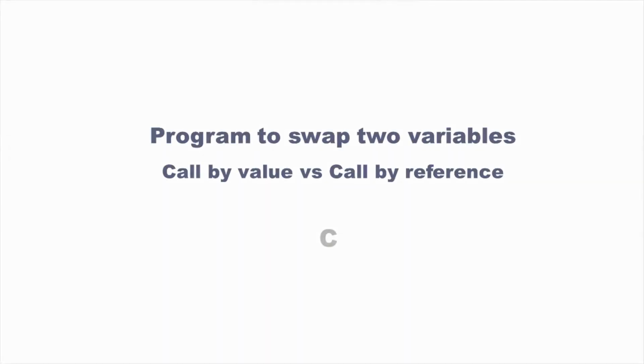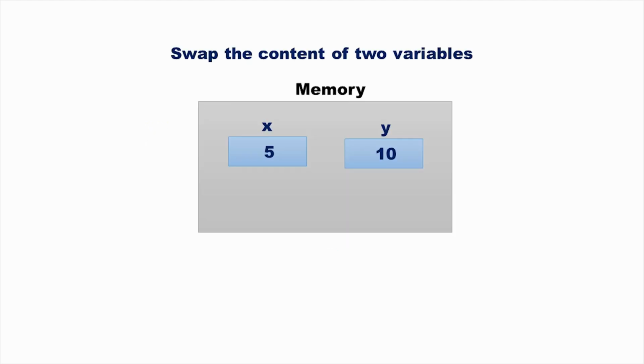In this video, let us discuss how to write a C program to swap the content of two variables using both call by value and call by reference method. Assume that we have two variables x and y. Let x be 5 and y be 10. Our goal is to interchange the content of x and y. That means after executing our program, x should become 10 and y should contain 5.